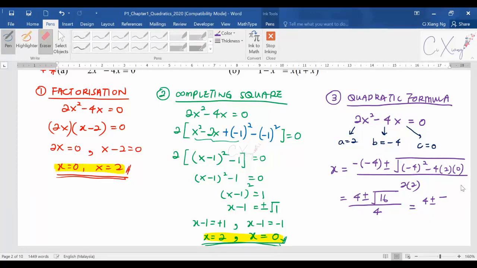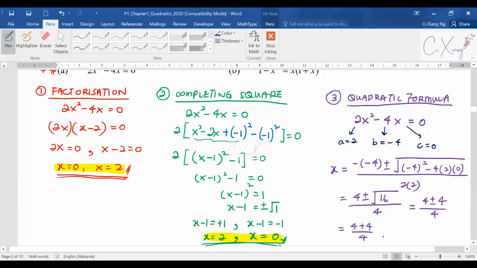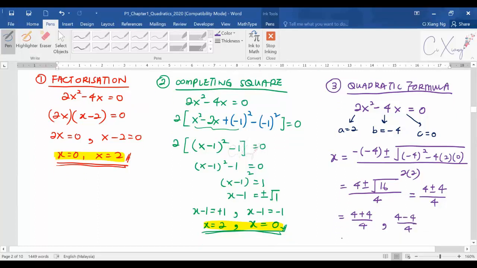What do you get? You get a 4, right? So it is equals to 4 plus minus 4 divided by 4. Okay, so 4 plus minus 4 means what? You're having two answers here. One is 4 plus 4 divided by 4. Another one is 4 minus 4 divided by 4. Okay, so eventually what is the answer that you get? Again, you'll get two answers, x equals to 2 and also x equals to 0.